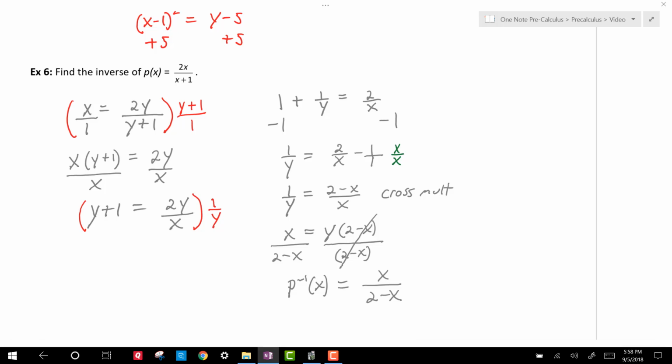Okay, so I'm going to leave it there for now. I know that there's one more example about verifying compositions, but we're going to leave it there for today, all right?